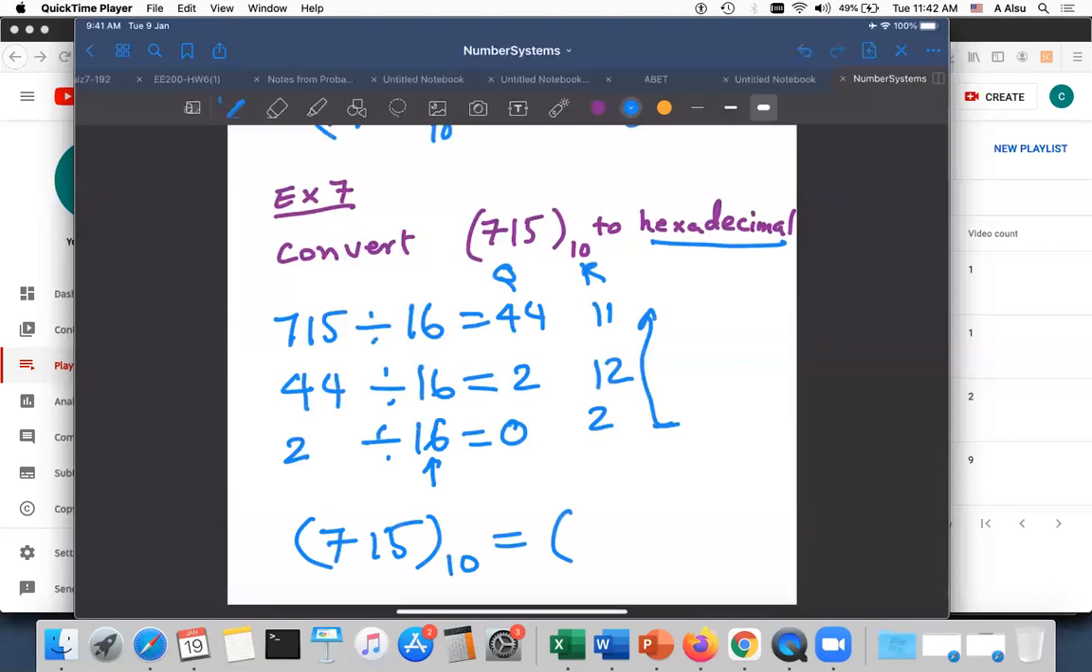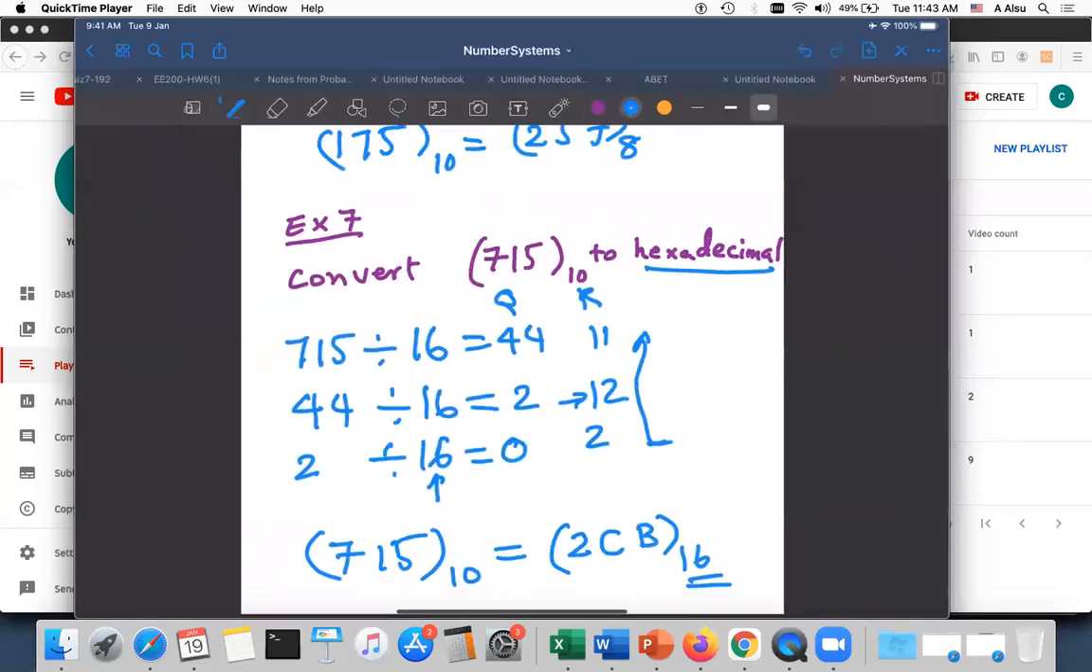What is this number in hexadecimal? 2. So the first digit is 2. Second digit is C. Excellent. Why? Because C is equivalent to 12. Okay, and then B. Okay, because B is equivalent to 11. Base 16. Don't forget to write the base.